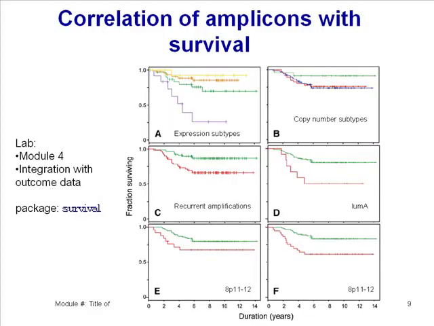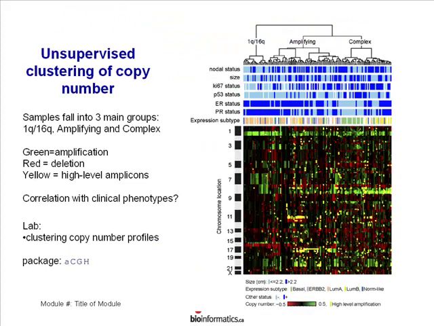What's here is the expression subtype, superimposed. You do unsupervised clustering of the copy number, and then they superimposed the expression subtypes on top of it. Some of it's clean, some of it's not. Here you have the basals that are pretty much grouped together. You can make an argument that the luminal A's are grouped together, but then you get a confused mix in the middle. I think the authors overstate this in the paper.